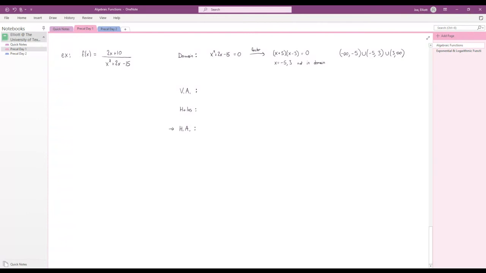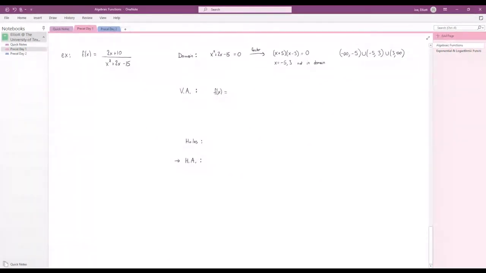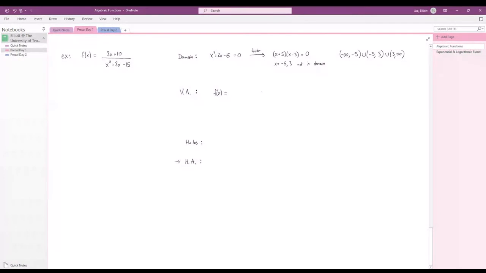But let's look at the vertical asymptotes next, though. So for this function, who can maybe tell me where the vertical asymptotes would be? All right, so we've got a couple answers there. So let's take a look at it. So vertical asymptotes, we want to check where the denominator is 0. And we already did that for the domain.